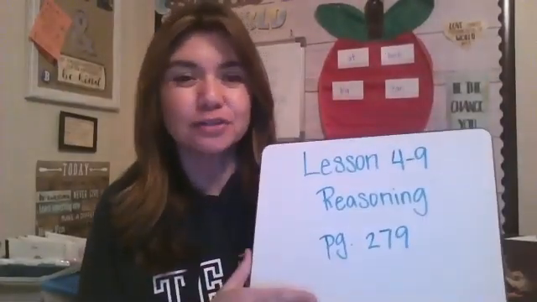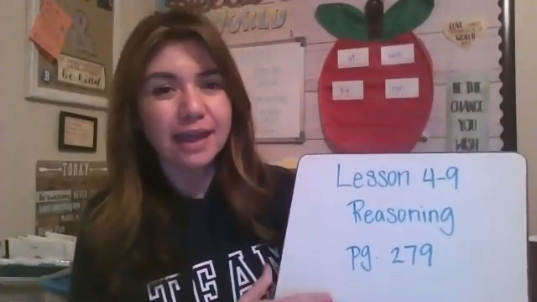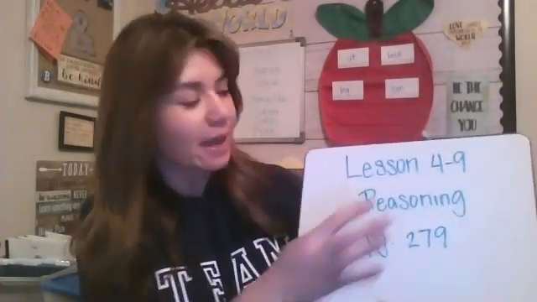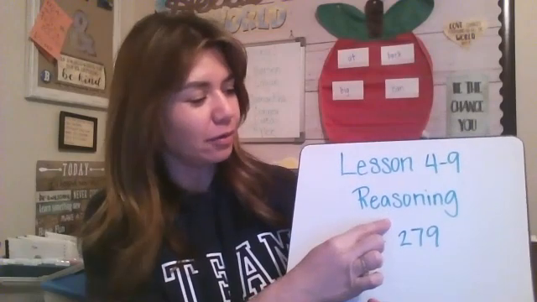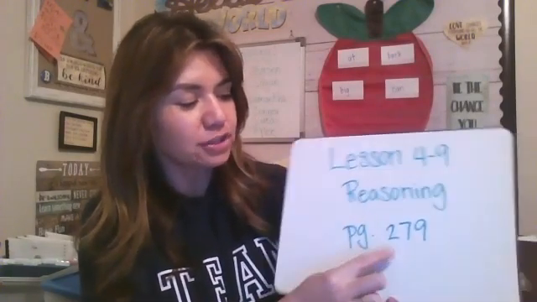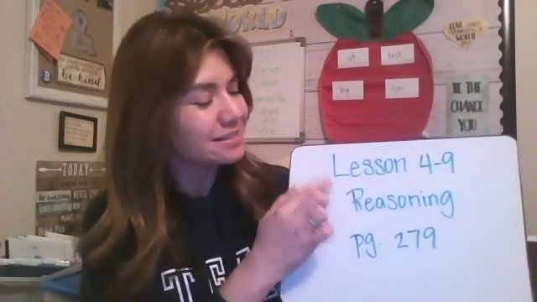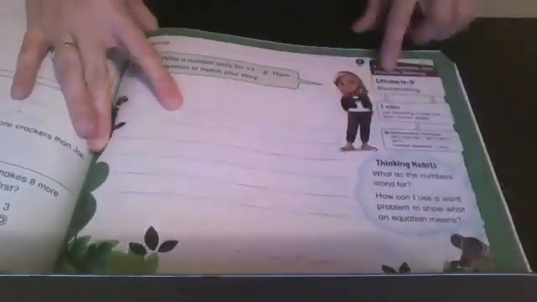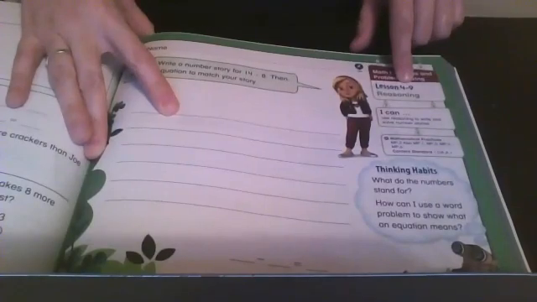Okay, hello first graders. Today we are looking at lesson 4-9. We're going to be using mathematical reasoning in our lesson today, and we're going to be looking at page 279 to find it. So if you don't yet have your book out, you can go ahead and pause your video, get that out. I'll share my workspace with you.